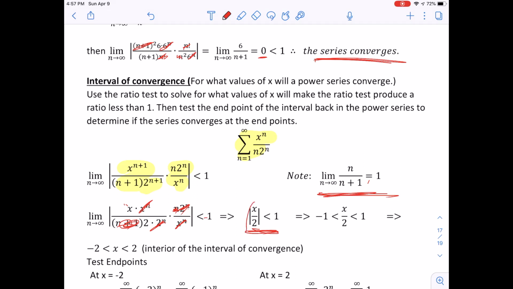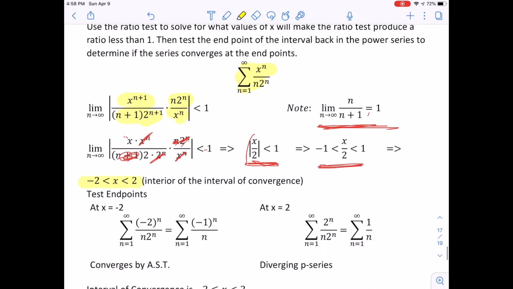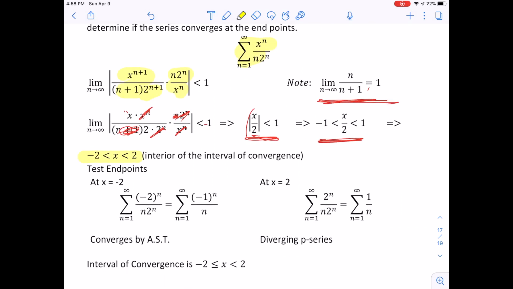So we just have to solve that inequality, which is quite easy, because for this to be true, the x over 2 has to be between -1 and 1. And all we do is multiply by 2 on through this inequality, and we end up getting the interior of this interval of convergence, which is -2 to 2. Now, the important part is we're going to actually have to test the endpoints, because the endpoints do not have to be the same on either end.